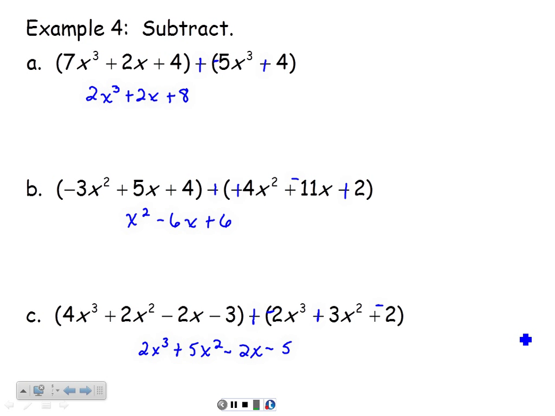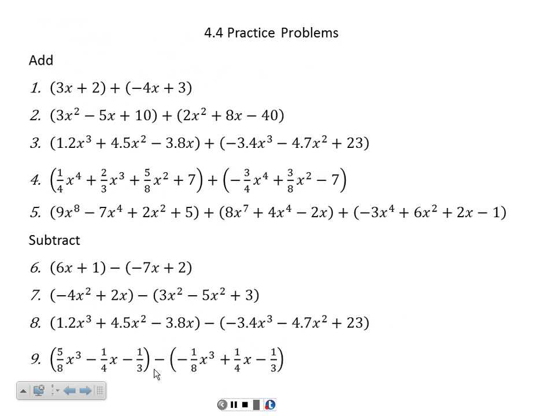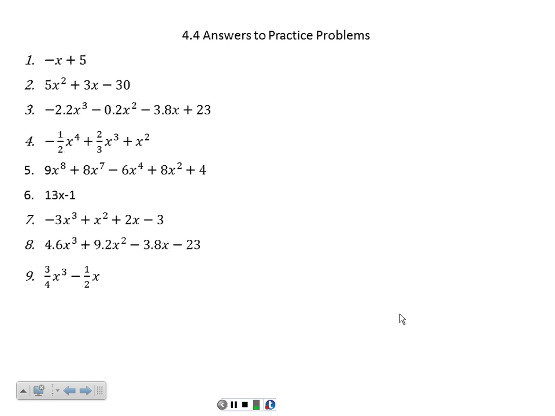And remember, if I asked you to classify, for letter A your answer here would be a trinomial with a degree of 3. Letter B would be a trinomial with a degree of 2. And letter C would be a polynomial with a degree of 3. So here are your practice problems. You're going to add this first set and then you're going to subtract this second set. The answers are on the next slide. Bring them into class if you have any problems.